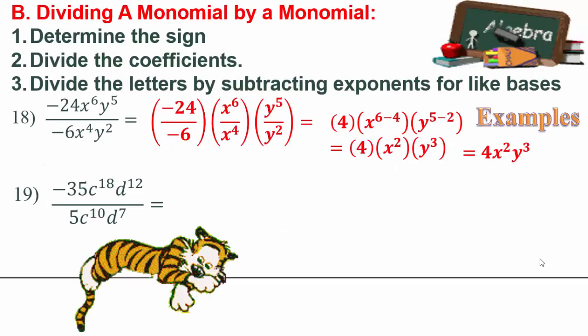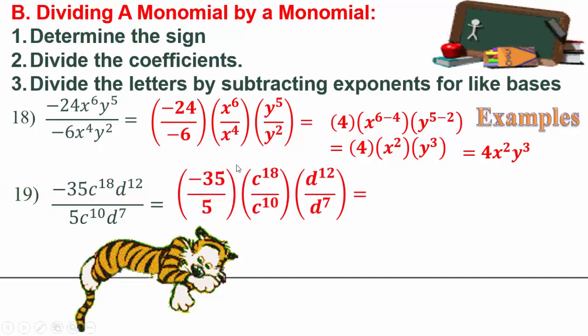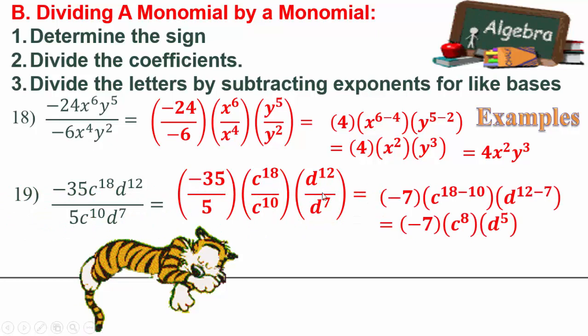In summarizing example number 19 that we just did on the whiteboard, as usual, I gather together the coefficients, the like bases with the like bases, and then I go through here, just the regular division, and here, applying the quotient rule, I get, finally, negative 7c to the 8th, d to the 5th.